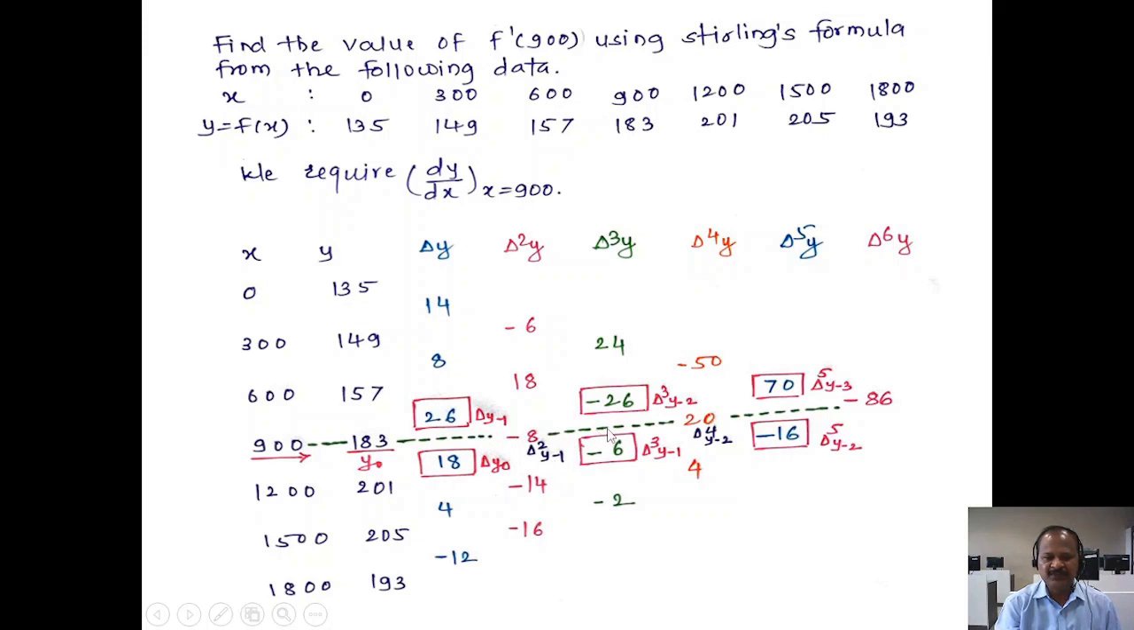Then for the third difference, above the dotted line it is delta cube y minus 2, this is 26. Below this dotted line it is minus 6, which is delta cube y minus 1. Now this 20 is the fourth difference, delta raised to 4 y minus 2. Then for the fifth difference, above the dotted line we get delta 5 y minus 3, and below this dotted line it is delta raised to 5 y minus 2. Now we have to write the formula.